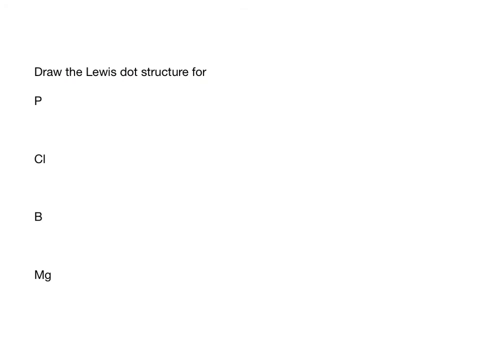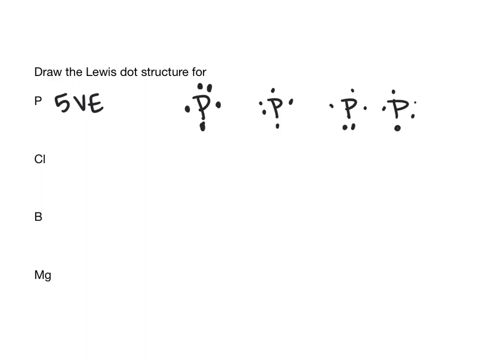So let's draw a few Lewis dot structure examples for these 5 elements. Phosphorus has 5 valence electrons. So we put the element symbol, 1, 2, 3, 4, and we add that last one. I put it at the top, but you could have put it anywhere. You could have also drawn this, or that. The pair of electrons could go on any of the 4 sides.